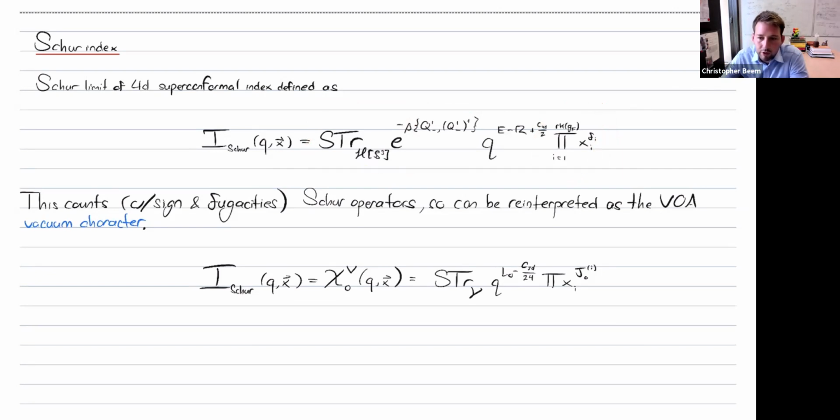And so we can reinterpret this as something which counts, up to signs, because there's a supertrace here, the elements of our state space for our associated vertex operator algebra. And in the world of vertex algebras, this is what you would call the vacuum character of the vertex algebra. This is just a straight up translation where instead of saying that you're tracing over the Hilbert space of an SCFT, you're tracing over the state space of your vertex algebra. And instead of E minus R, you have L naught, but those were the same for Schur operators.